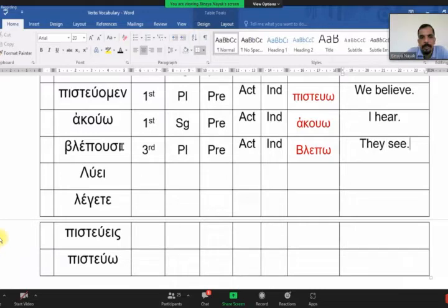You see, if you look at this one, we don't have a movable nu here, what we say. At some words, at the end, we'll have a nu, but sometimes you see it missing. So don't get confused. That is still the third person, plural.